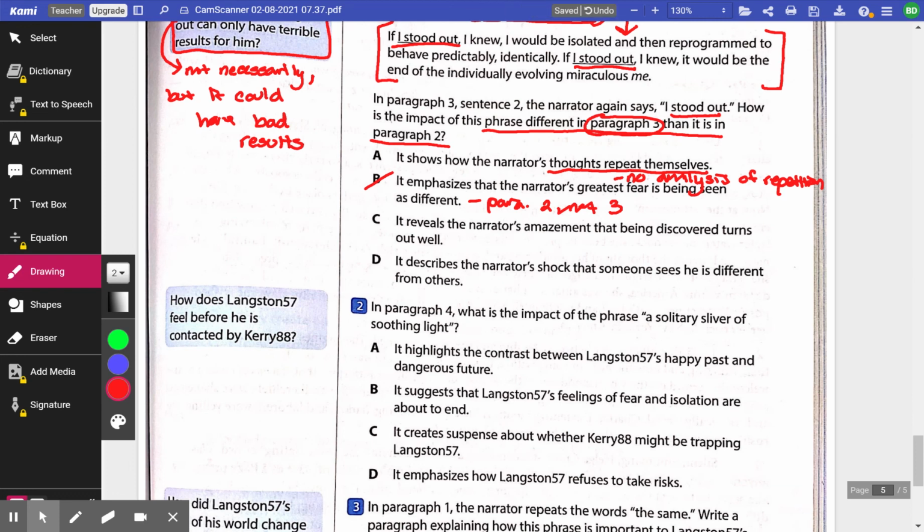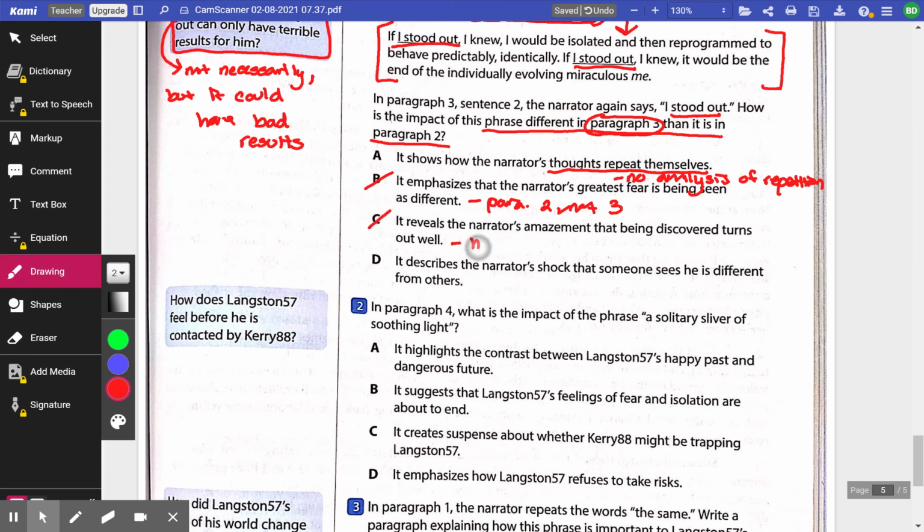So now let's look at answer choice C. It reveals the narrator's amazement that being discovered turns out well. Well, in paragraph 2 and 3, he doesn't know if it's going to turn out well for him or not. He's like on the borderline. He's scared. He doesn't really know what's going on, and he doesn't know how things are going to end for him yet because he has been noticed. So he doesn't know if it's going to turn out well for him, not yet. So answer choice C is going to be out for us because of that.